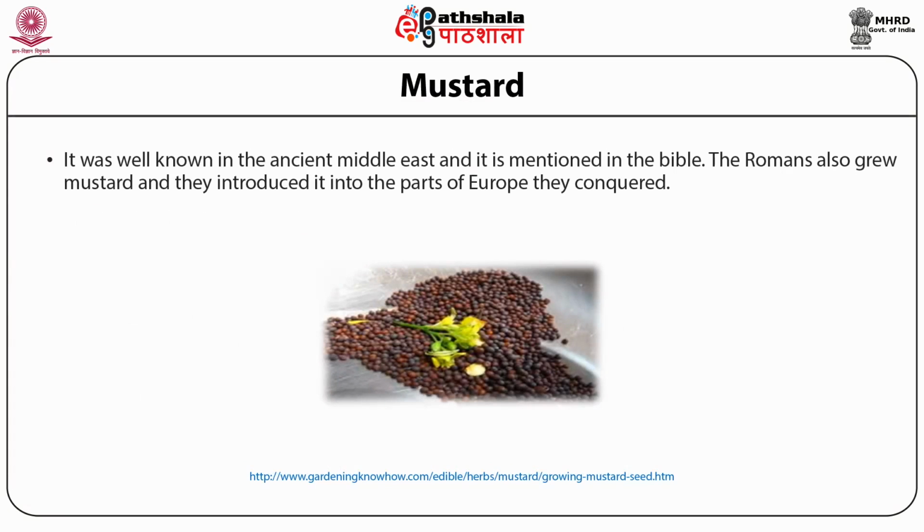Mustard. It was well known in the ancient Middle East and it is mentioned in the Bible. The Romans also grew mustard and they introduced it into the parts of Europe they conquered. Mustard seeds, called Brassica juncea, belonging to family Brassicaceae, also called brown or Indian mustard, is a cool season annual known as rai in Hindi. It's native to South and Eastern Asia and the Middle East.